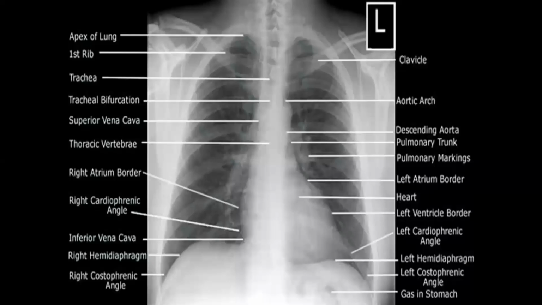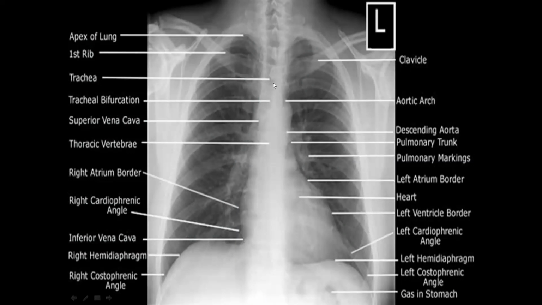So basically this is a diagram showing a normal chest x-ray. There are a few things I'd like you guys to note: the number of ribs that you're able to see, the number of posterior ribs. 1, 2, 3, 4, 5, 6, 7, 8. So there should be at least 8 ribs that you should be able to visualize in full inspiration.